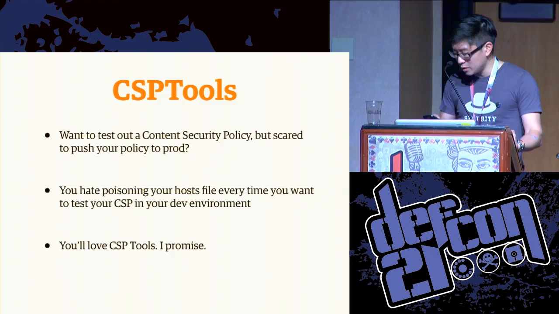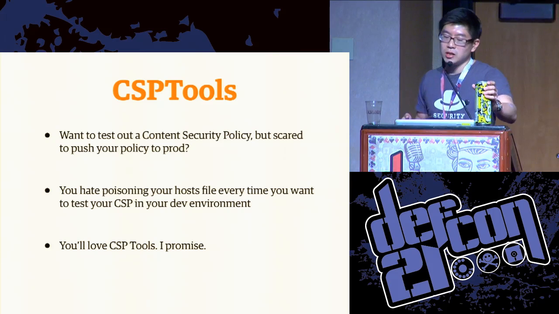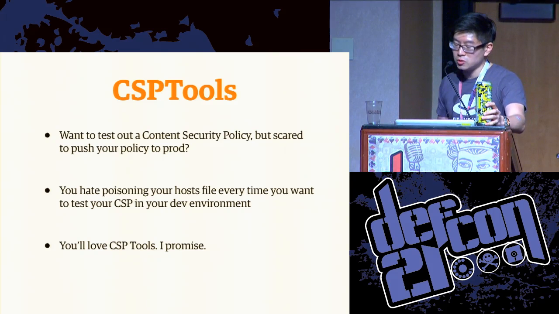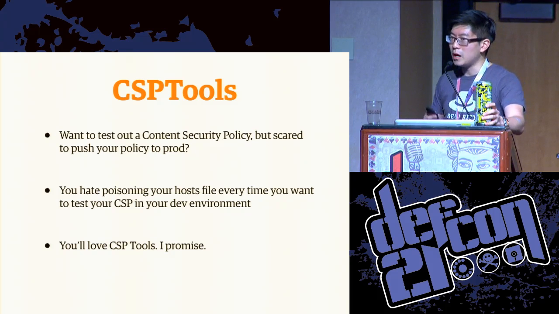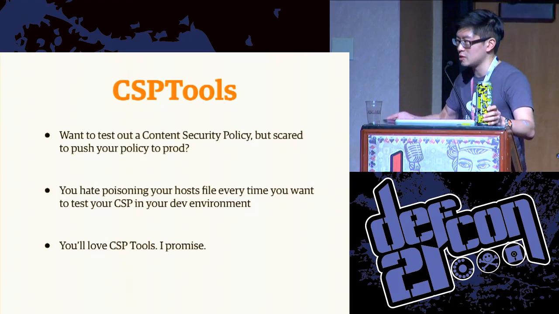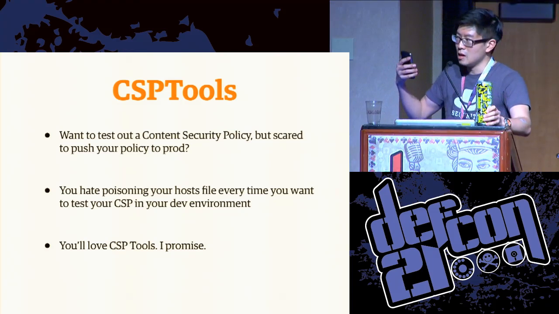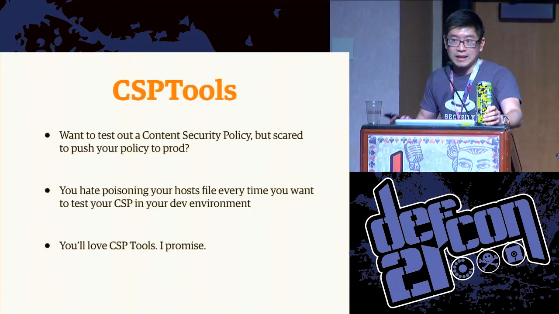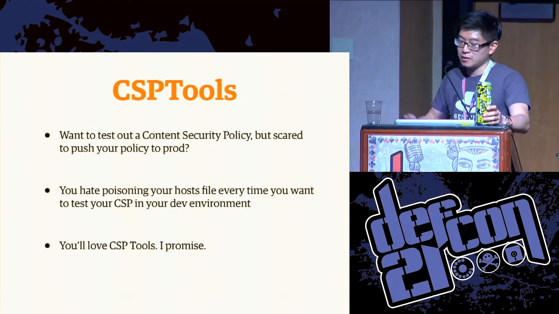All right, so let me talk a little bit more in depth about the tool that I'm releasing. One problem that I initially ran into when deploying a content security policy was that it was really annoying to test my content security policy in a development environment and then push it to production. Because in production I would have to specify prod hosts and in dev, I would have to use dev hosts. And it was annoying to the point where I didn't want to constantly poison my host file to handle this. So I decided, forget it, I'm going to make some tools to help me fix this problem.